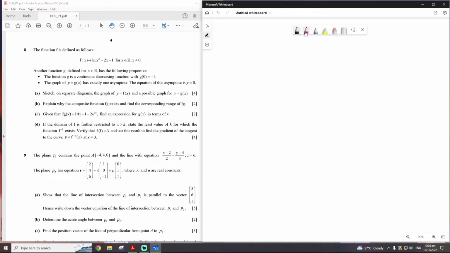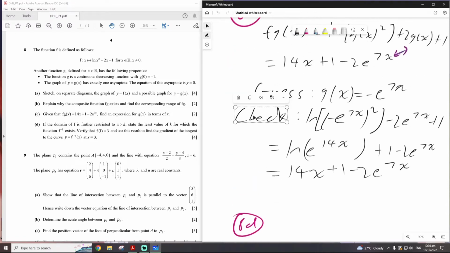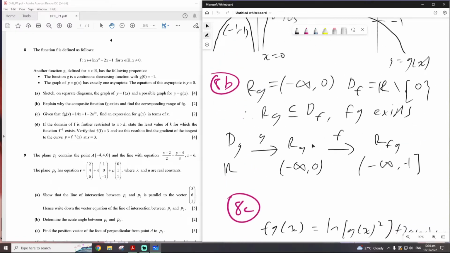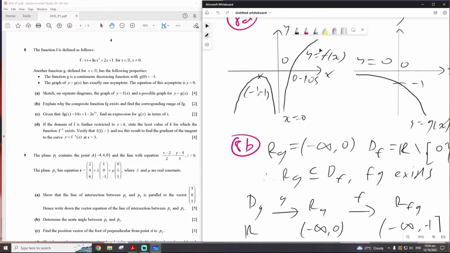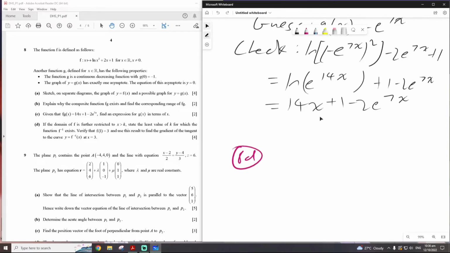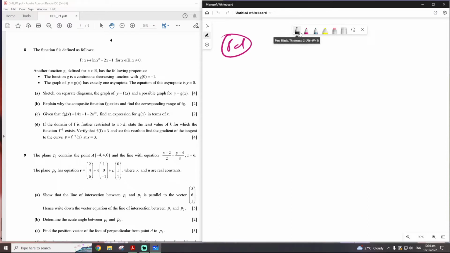D. If the domain of f is further restricted to x greater than k, state the least value k for which the function f inverse exists, okay? If we check the graph, you'll see that clearly if x is greater than 0, then it's 1-to-1, right? So we will write that down. So that would be k equals 0.